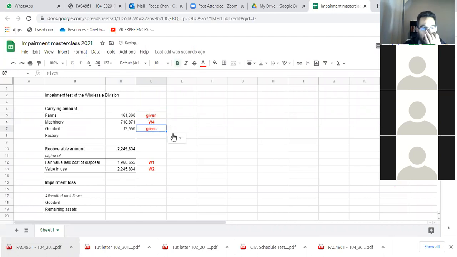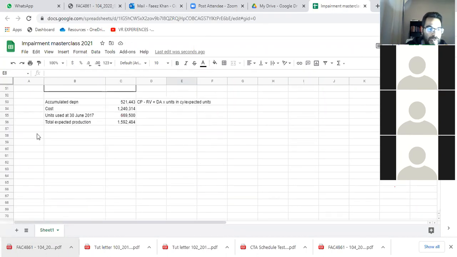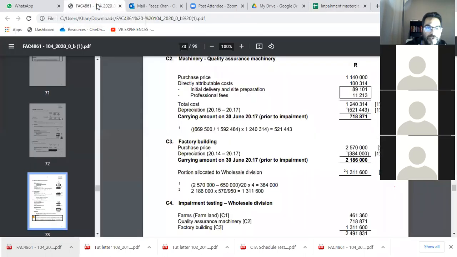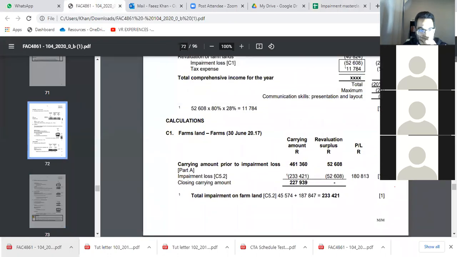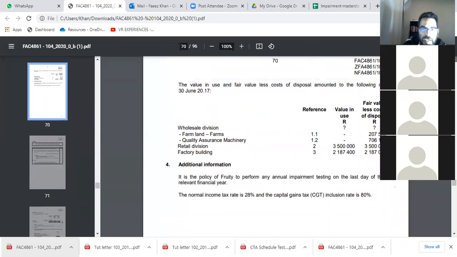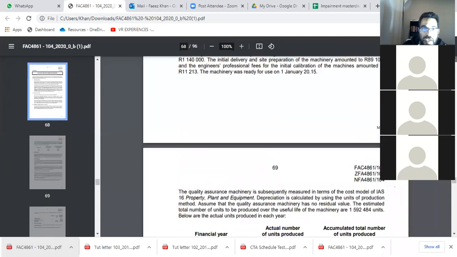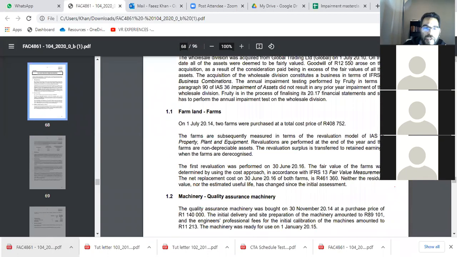Now I must work out the factory. The factory was a separate note, working 5. If you go back to the scenario, the factory was in note 3, but as you can see, under note number 1, there's note 1.1 and 1.2. We've covered both.